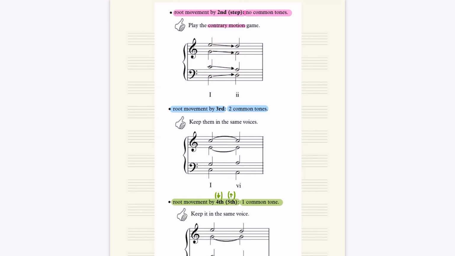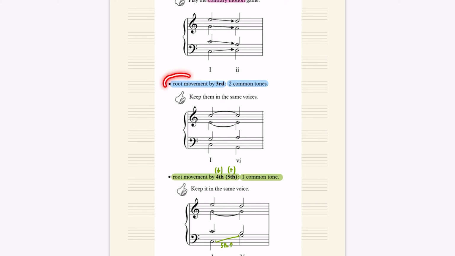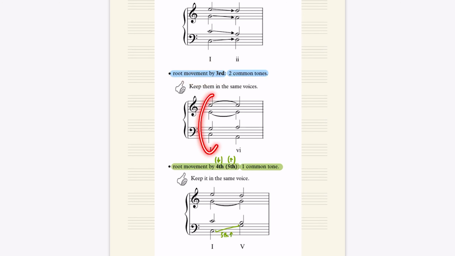If we have root movement by third, like in this example, going from chord 1 to 6, there will be two common tones between these two chords, and you should keep them in the same voices. And if we have root movement by a fourth down or a fifth up, like in this example, there will be one common tone. Keep it in the same voice.